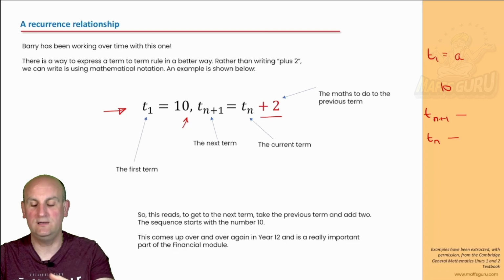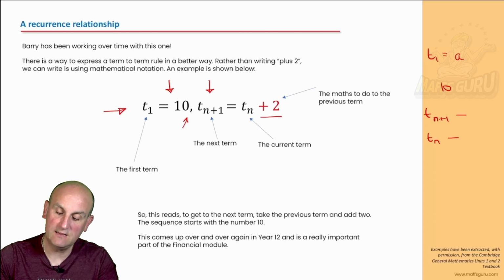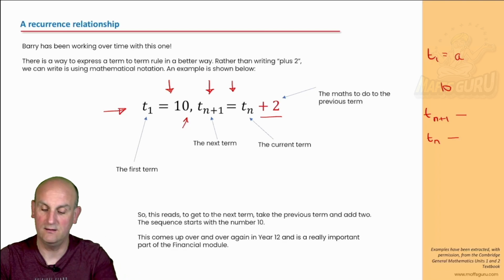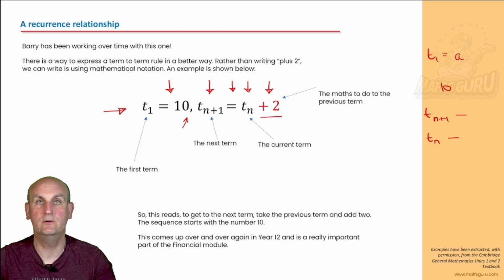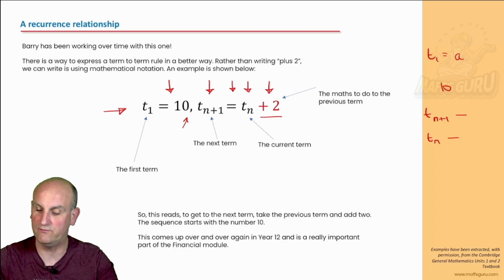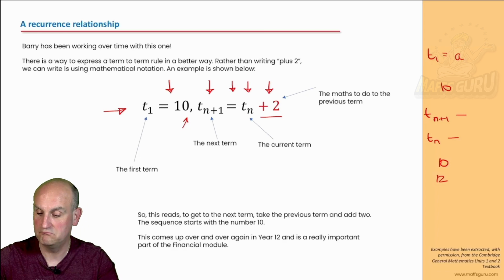So that's what we need to do. If I read this whole thing, it says to start at 10, to get to my next term, that's the equal sign, take my current term, and I simply add on 2. Oh, okay then. So to get to each next term, take the current term and add 2. Well, if I've got 10, start again. If I've got 10, add 2, 12. Add 2, 14. Add 2, 16. Add 2, 18. Ka-ching.